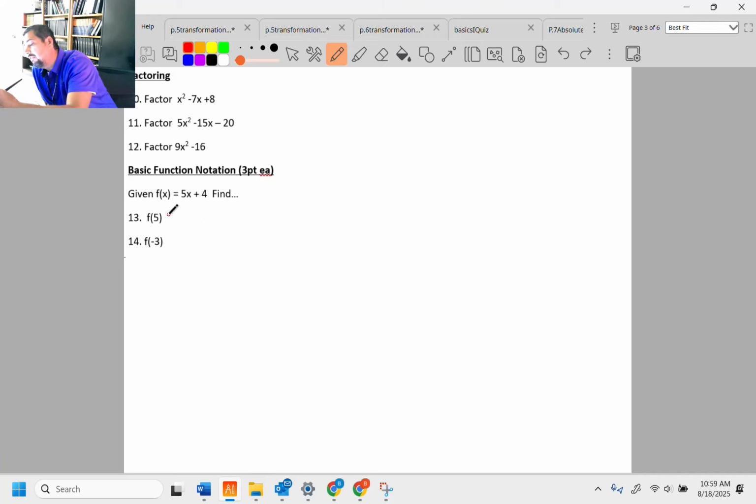F of 5 literally means, because notice what I've done here, x is 5. It does not say set the equation equal to 5. Don't be that kid. There were way too many of those kids. It says let x be 5. So f of 5 is equal to 5 times a 5 plus a 4. And 5 times 5 is 25. Add 4, you're sitting at 29.